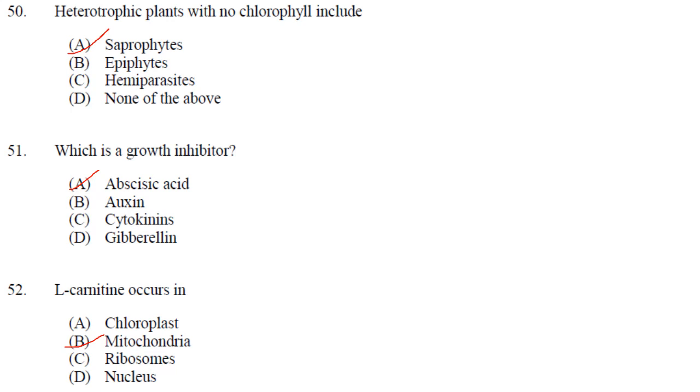The next one, L-carnitine occurs in the mitochondria. L-carnitine is a naturally occurring substance required in mammalian energy metabolism that functions by facilitating long chain fatty acid entry into cellular mitochondria, thereby delivering substrate for oxidation and subsequent energy production. So that is L-carnitine. So answer is option B, that is mitochondria.